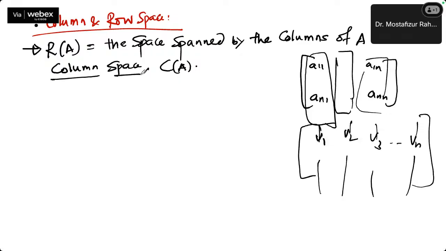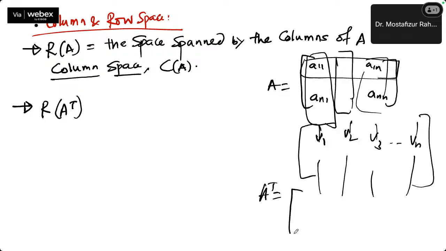Now similarly, you take R of A transpose. If you take the transpose of this matrix, so basically this is A, and now if you do A transpose, your matrix will now be A11 up to A1n.